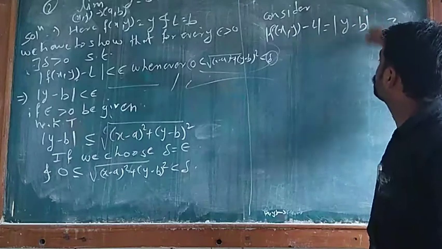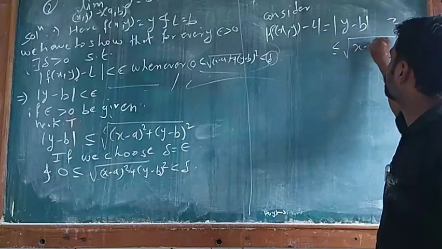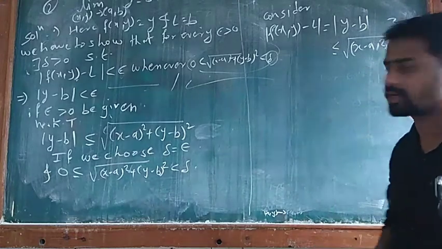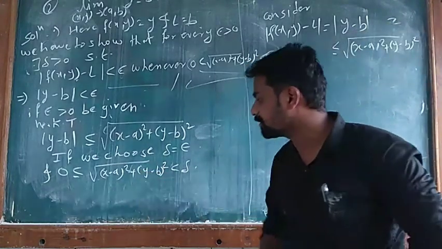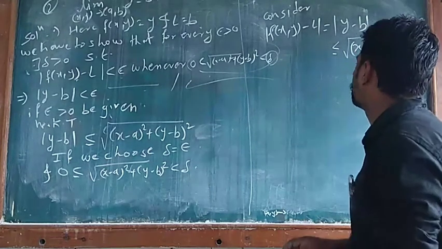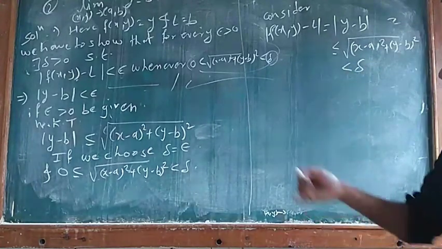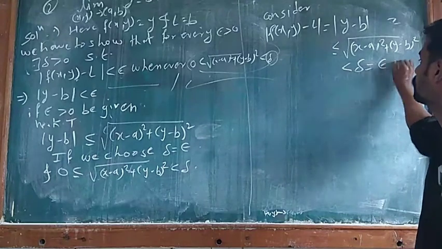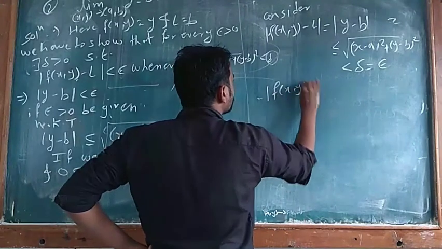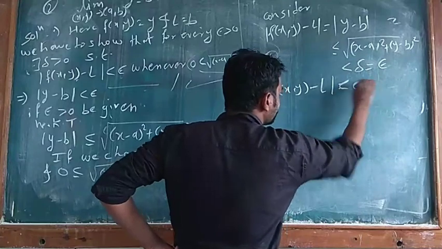So mod of f of xy minus L, putting this value of f of xy, is equal to mod of y minus b. But we know that mod of y minus b is less than or equal to under root of (x minus a) bracket square plus (y minus b) bracket square. This is less than delta, and if we choose delta equal to epsilon, then we have epsilon. Therefore, mod of f of xy minus L is less than epsilon.